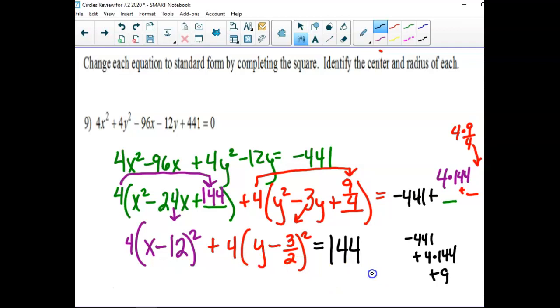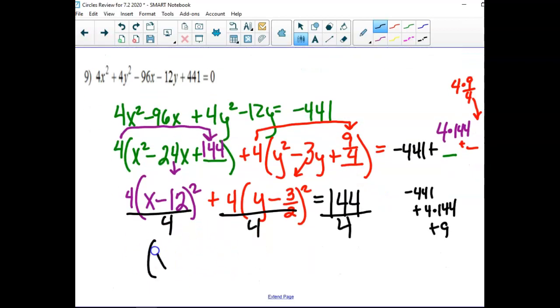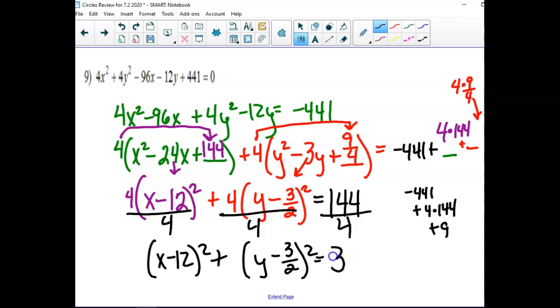Eventually, we would think of this as an ellipse, but because there's a 4 in front of both of them, we can actually divide the 4 out now. If we divide the 4 out here, and here, and here, this is going to be x minus 12 squared. This is going to be y minus 3/2 squared. Lovely. And 144 divided by 4 is 36. Okay, so it is a circle.